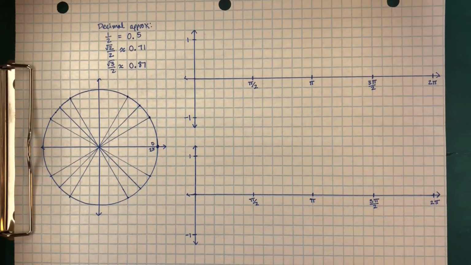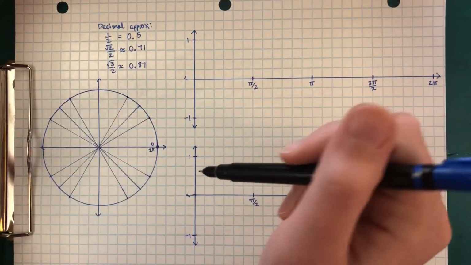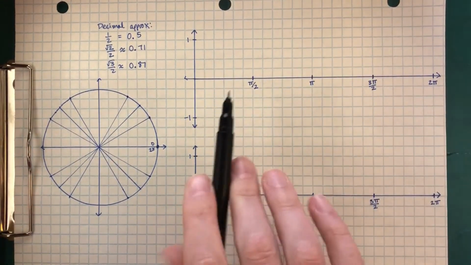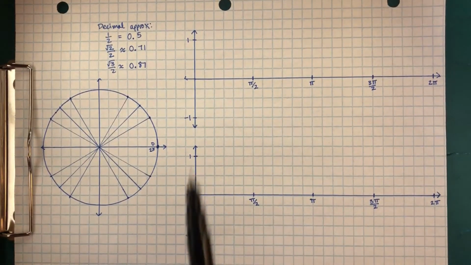All right, so we've talked about how sine and cosine are functions of an angle, meaning you put in an angle, it gives you a number. So it makes sense that we would want to graph them. So we're going to use the unit circle and the special angles that we've learned about to make graphs of sine and cosine.